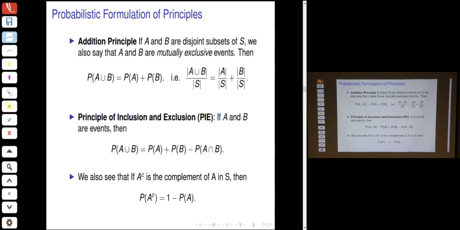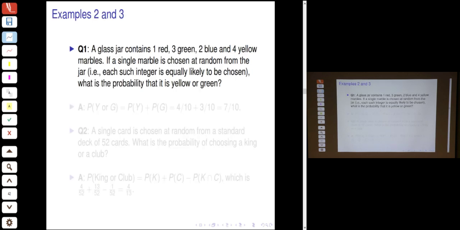Also, if we use A to the power C to denote the complement of A in S, the relative complement, then the probability of A^C is 1 minus the probability of A. In other words, A^C is A doesn't happen. It's a negation of A. So the probability of A not happening is 1 minus the probability of A happening. Again, this is very, very intuitive. Okay, so let's take a break, and after the break we'll do some more examples.